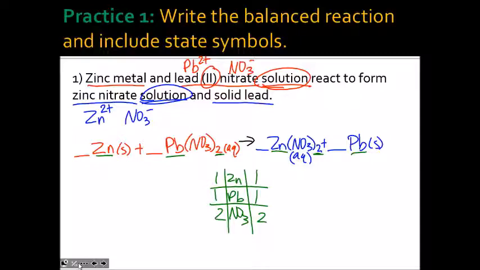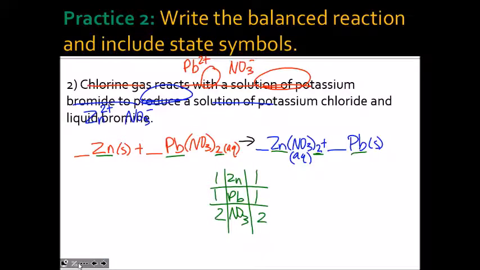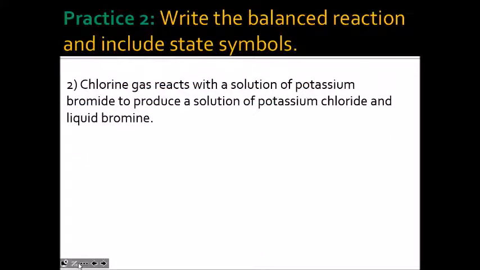All right, let's look at the next one. Everybody good with this one? All right. Chlorine gas reacts with a solution of potassium bromide to produce a solution of potassium chloride and liquid bromine. So, what do I write for my first reactant, which happens to be chlorine gas?